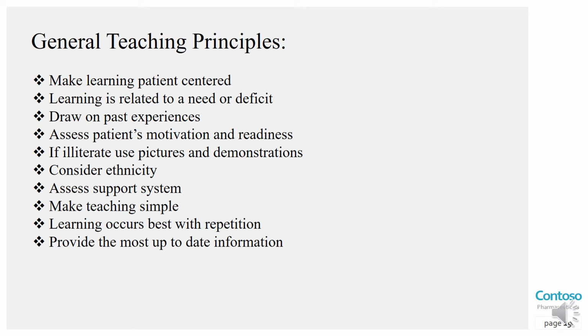You should assess their support system for adequate patient teaching. Family living arrangements, financial status, resources, communication patterns, the roles of the family members, and the power and authority of different family members must always be considered as well. If at all possible, make the teaching simple, easy, fun, thorough, and effective, and try to provide the most up-to-date information available.